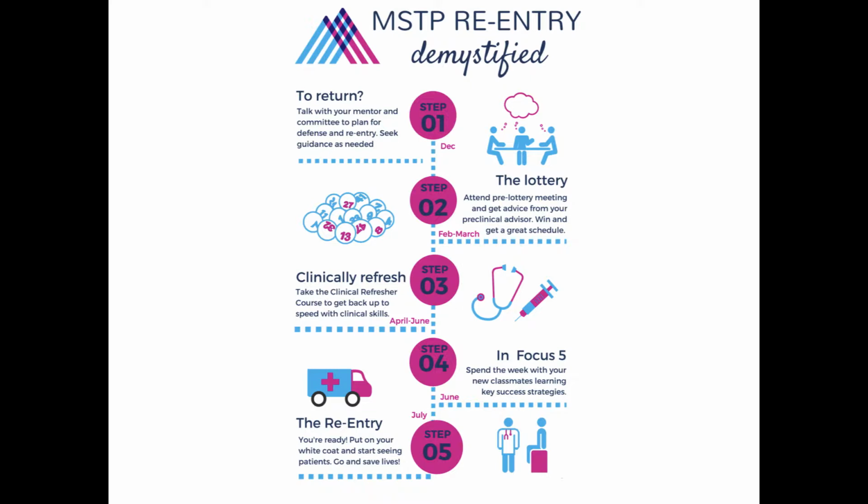So step 1 is to decide whether to return. Students and mentors should talk together and come up with a reasonable plan for defense with a timeline that allows the student to defend in the winter of the year, the summer prior to their reentry. So students should plan to reenter in July, and it's recommended to defend around March, because the earlier in the winter you defend, the more chance you will have to get back up to speed in the clinical refresher course and in finishing up PhD work in anticipation of the July return.